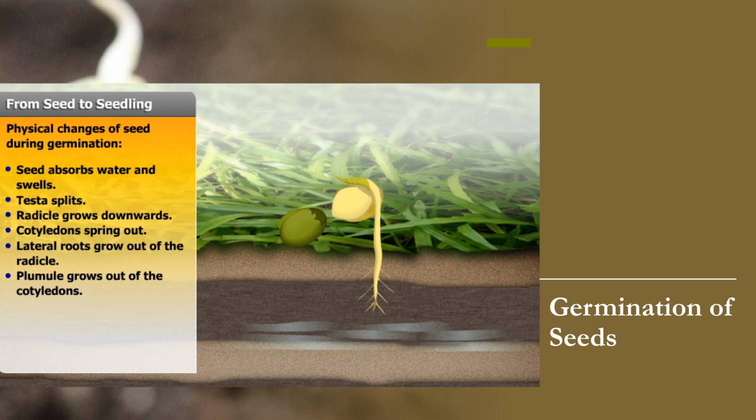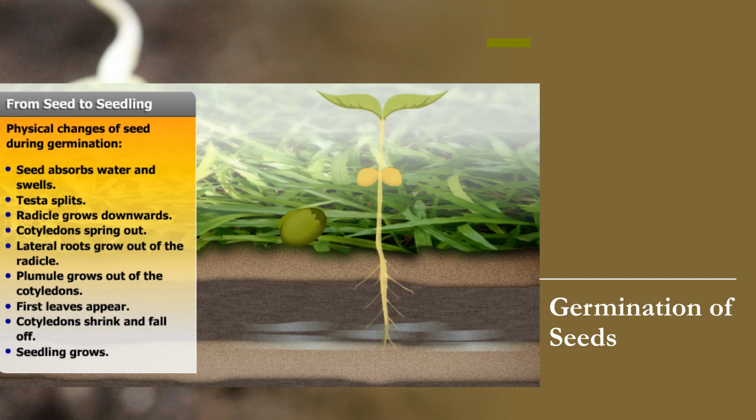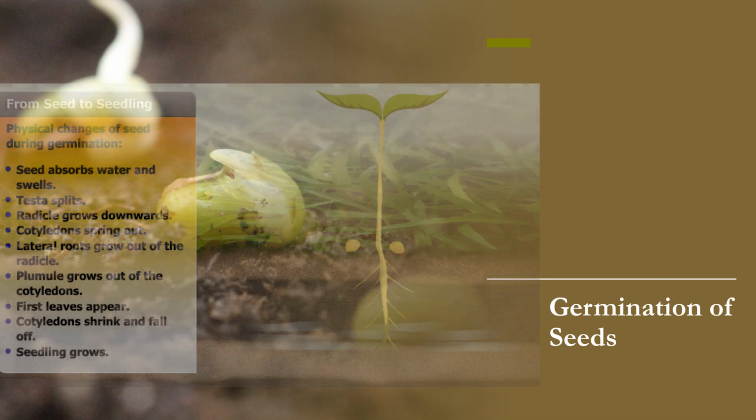Plumule grows out of the cotyledon to produce new shoot. The shoots become the leaves. Once the first leaf appears, the seedling is able to make food for the plant. Finally, the cotyledons shrink and fall off, and the plant continues to grow.